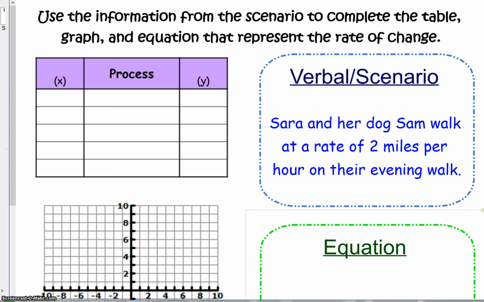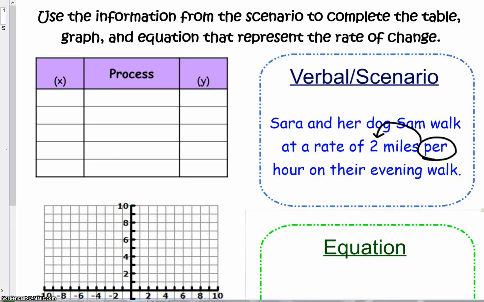First example says, use the information from the scenario to complete the table, graph, and equation that represent the rate of change. This is nothing new for us. We've been doing multiple representations all year. So, the verbal scenario says, Sarah and her dog Sam walk at a rate of 2 miles per hour on their evening walk. So, you need to think to yourself, what's important in this scenario? This "per" is important. That tells you that this 2 is your coefficient, or your rate of change.